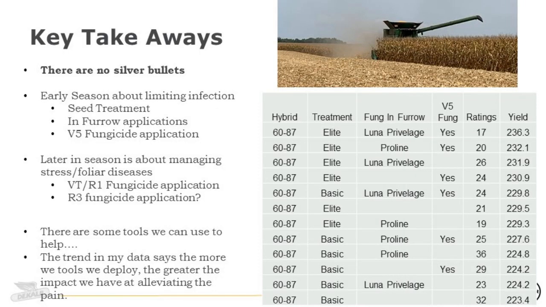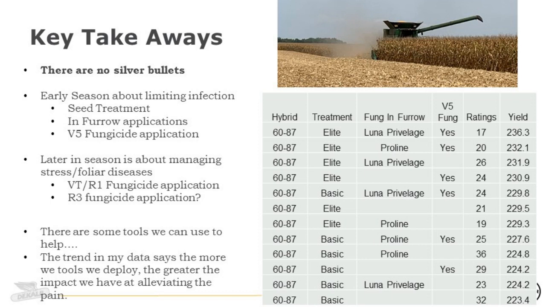A few key takeaways I'd like to leave you with. First and foremost, there are no silver bullets. There are things we can do that will help minimize and alleviate the impact of crown rot, but there is nothing we can do that will totally eliminate it. There is a definite trend, though, in my data that says the more tools we deploy, the bigger the impact we can have on alleviating the pain of crown rot and driving yield.